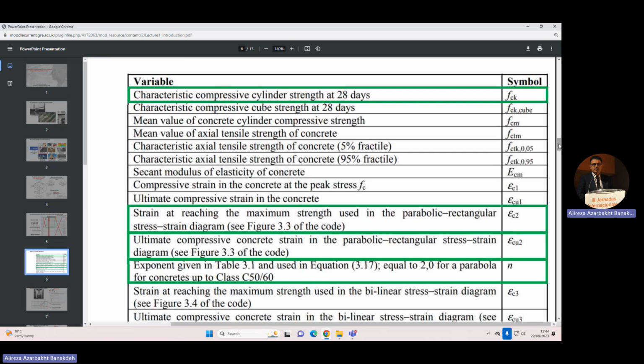We only need these 4. First one, FCK, epsilon C2, epsilon CU2, N. Only 4 parameters. We need these 4.